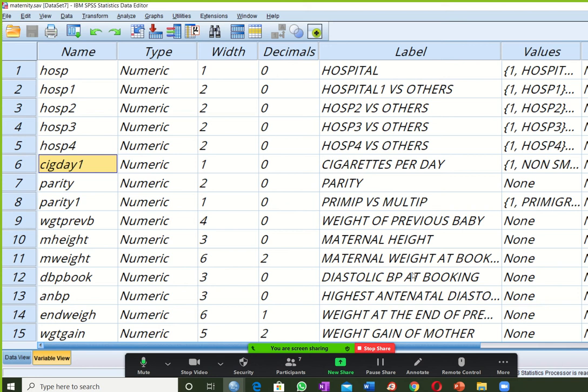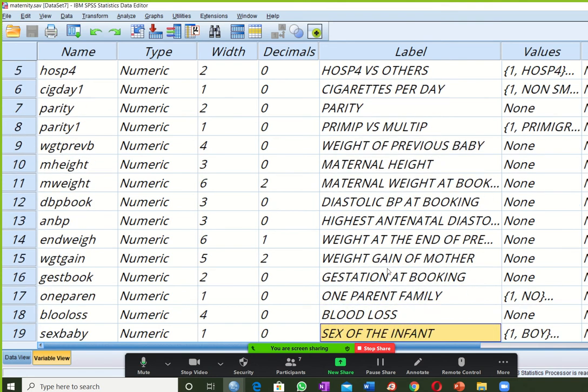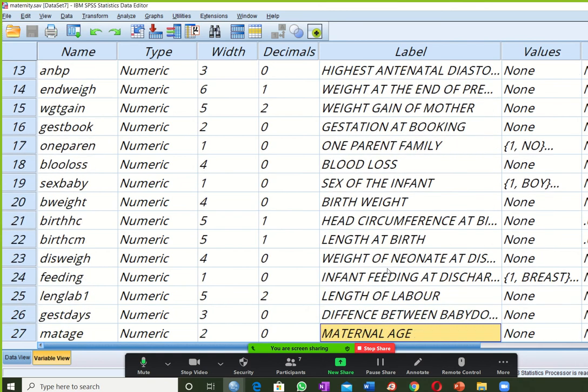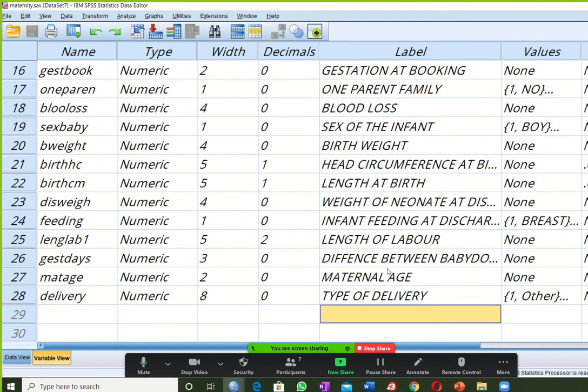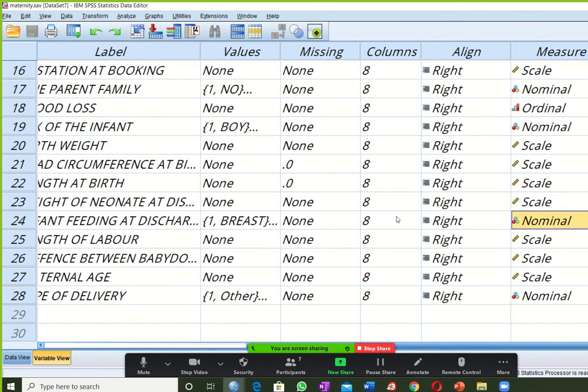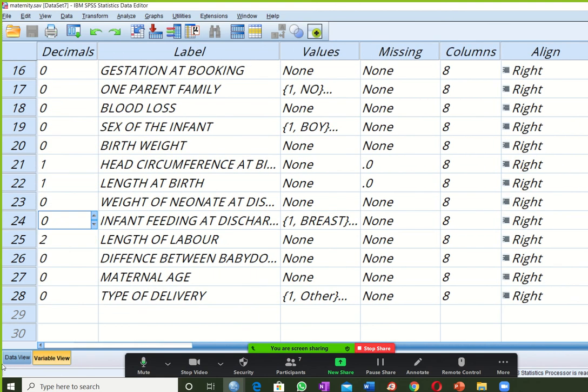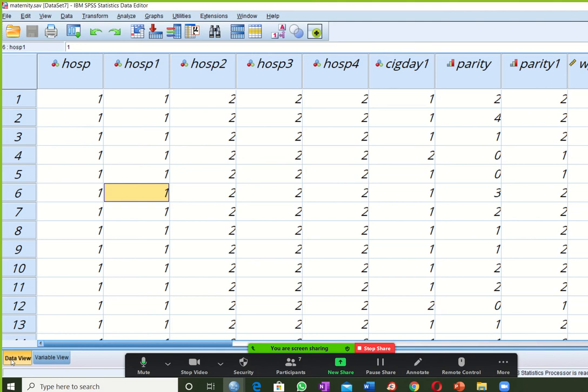and this time we have labels: weight of previous baby, maternal height. You can see all the labels are written here, and there are 28 variable names. So the name of this data set is maternity, you can see it at the top, and there are 28 variable names. Now let us see whether they are defined correct or not. Sometimes this is a problem, but this time it seems like they are okay. We will see. Let us see first of all this data set.